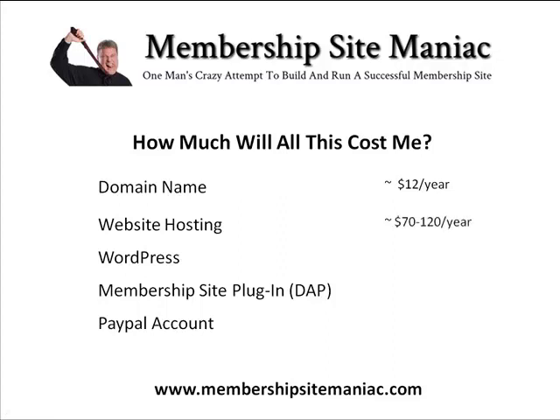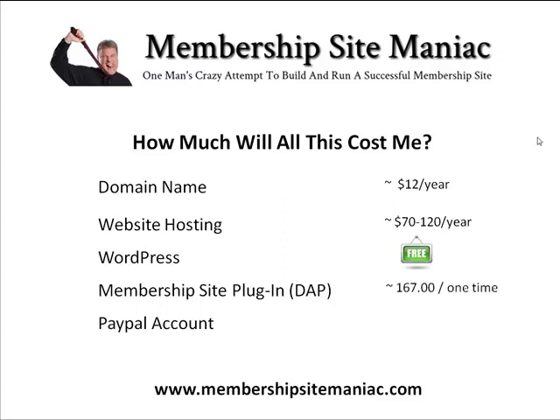Website hosting runs around $70 to $120 per year, and I highly recommend HostGator. That's what I'll be using throughout this tutorial, and that's also where I got the $70 to $120 per year. That's for a shared hosting account, and that's really all you need as far as website hosting. WordPress itself is free, and if you choose HostGator, it's included with a one-click install, so WordPress is already included in the website hosting.